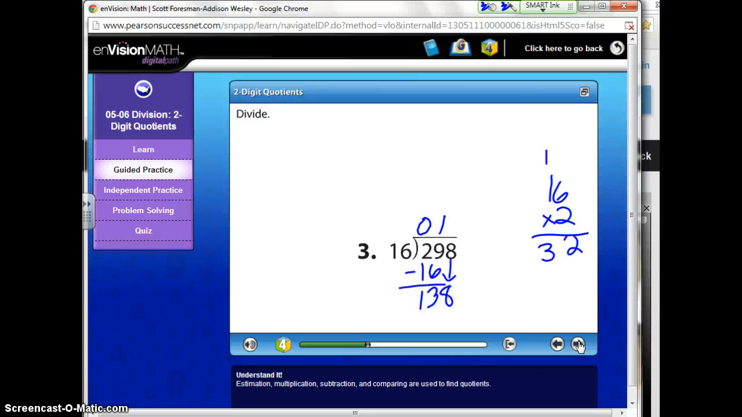Okay, so I'm just going to write it up there just really little. I'm going to cover up the 8. I'll cover up the 0. How many 2s are in 3? Sorry. How many 2s are in 13? I said it wrong. 6. Okay. So we know it's got to be between 6 and 9.